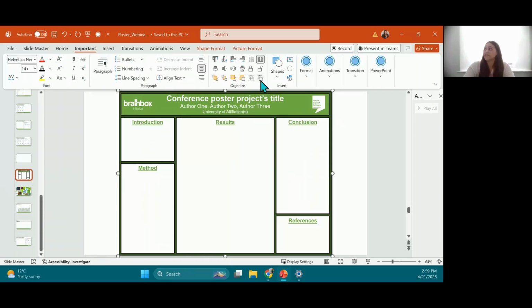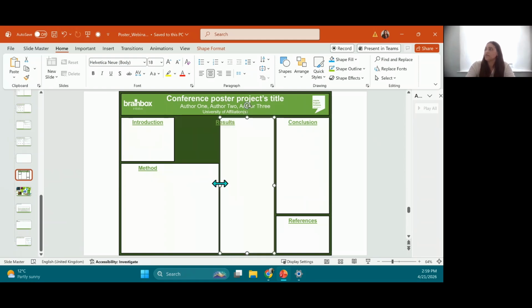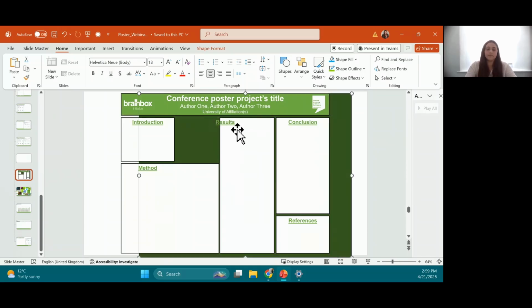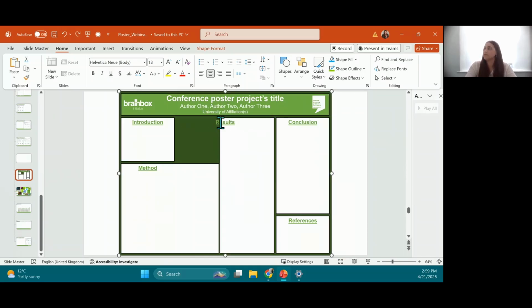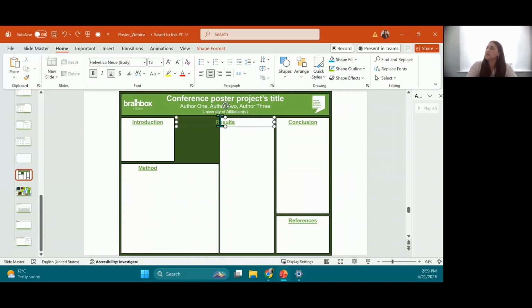I have an extra tab here, but that's just because I made that myself. But you'll just have a home tab. So here is where you can edit the sections. Let's say we need the method section to be much bigger. We can size it here, and move things around however you need. It's hard to move in the second screen. The second screen is not responsive.